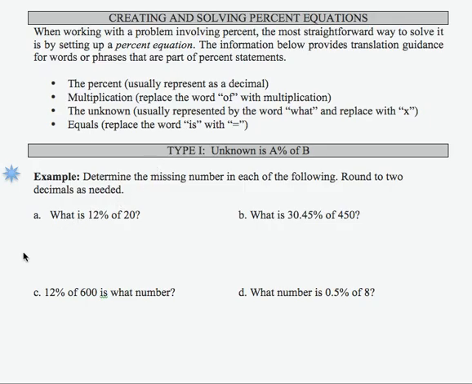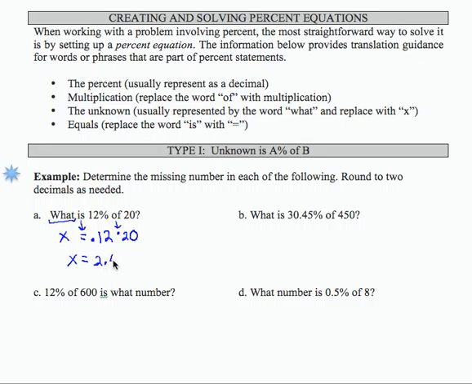What is 12% of 20? So right away I see a what, and that gives me an unknown, that's x. My is, that's going to be an equals. 12% as a decimal, we divide by 100, so that's 0.12. Of is times 20. So if I multiply 0.12 times 20, I get x equals 2.4.